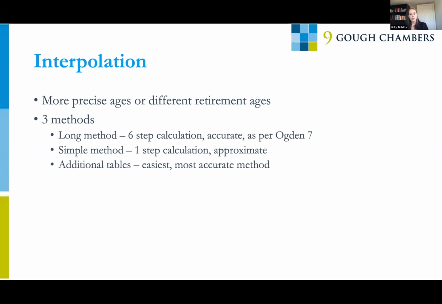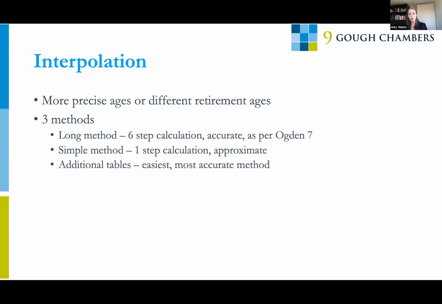The explanatory notes for Ogden 8 set out 3 potential methods of interpolating multipliers. The first of which is the long method. That is a 6-step calculation which produces an accurate result, and it's exactly the same as the method that was provided for in Ogden 7.